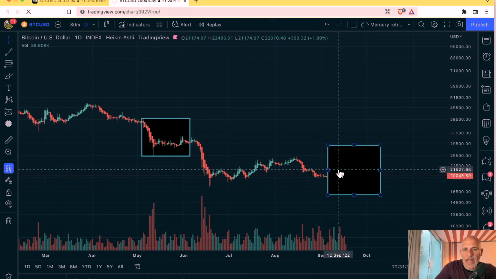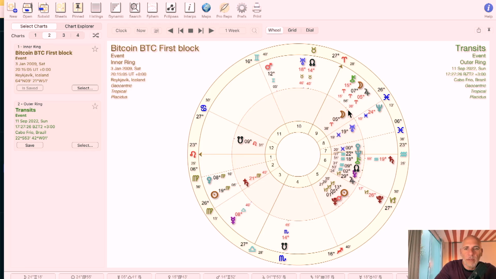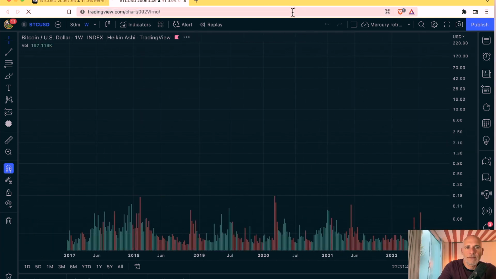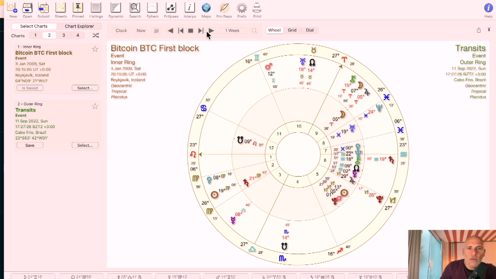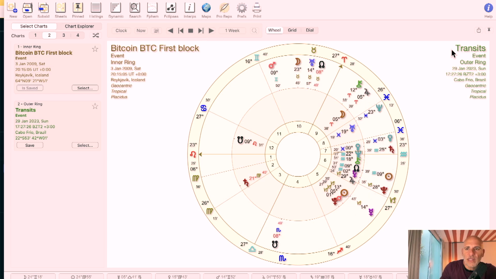September 11. We went up a bit to the 22K. This was another Jupiter on the moon, but retrograde. Interesting that on the same day, the moon was with Jupiter. September 11. We are going to search when it's going to touch for the third time. And this is January 2023. So we are still not there, but this is something to come here that seems to be positive.